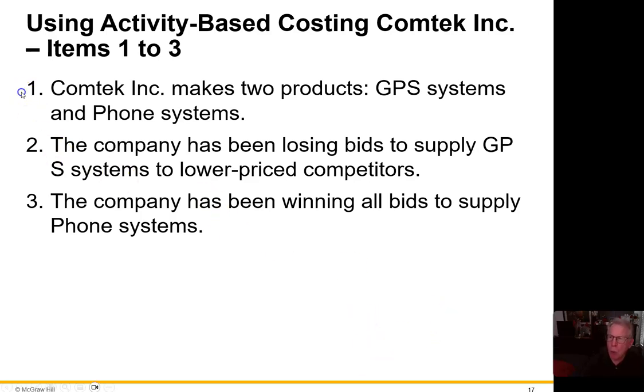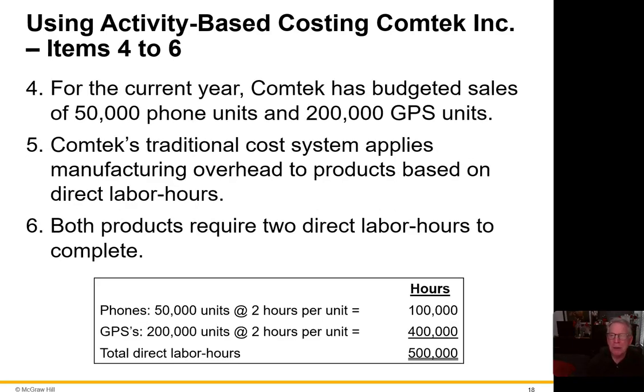On number 1 here, Comtech Incorporated makes two products, a GPS system and a phone system. Number 2, the company has been losing bids to supply GPS systems to lower-priced competitors. And number 3, the company has been winning all bids to supply phone systems. Okay, so number 4, for the current year, Comtech has budgeted sales of 50,000 phone units and 200,000 GPS units.